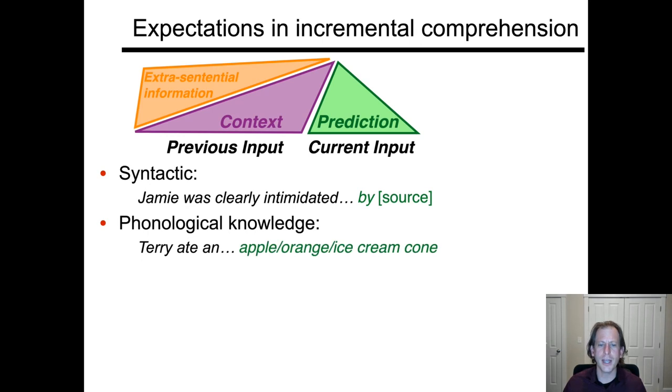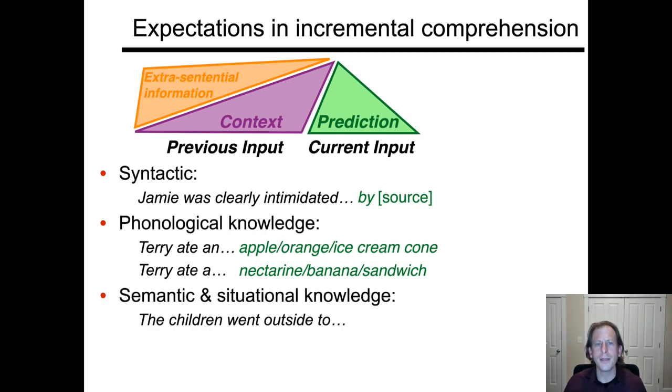And so, for example, in this case, apple, orange, and ice cream cone might be things that you might think of, whereas if I had "terriate," then you might instead have thought of nectarine, banana, and sandwich. So here we have some syntax, but also really semantics and phonology interact. And then we have what we might think of as more situational knowledge.